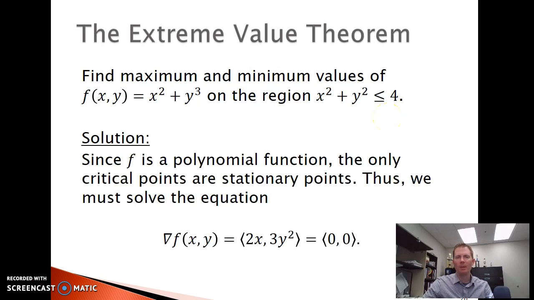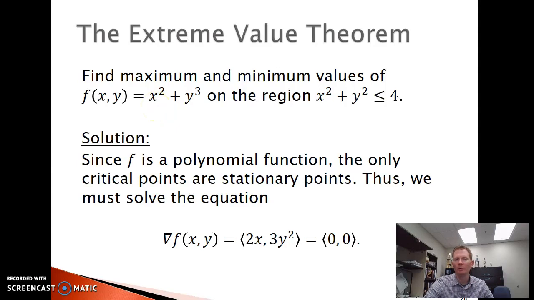First step, since f is a polynomial function, the only critical points are going to be stationary points, right? There are no weird points that are going to show up, or sharp points or anything. This is just a polynomial. It's x squared plus y cubed. So we're going to need to look at the gradient of f and determine when that is equal to the zero vector.